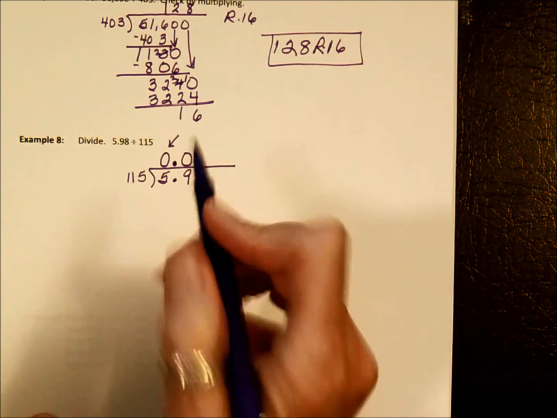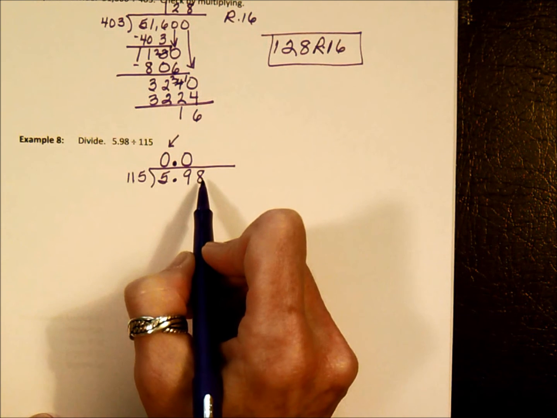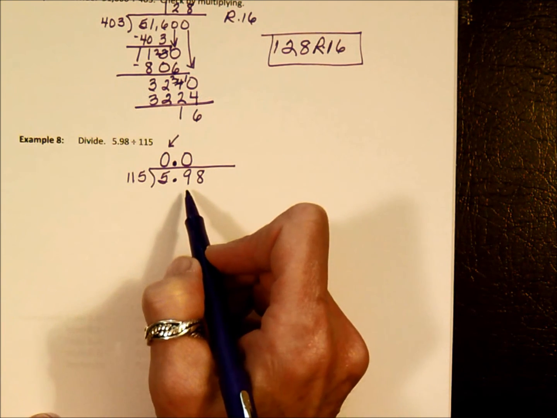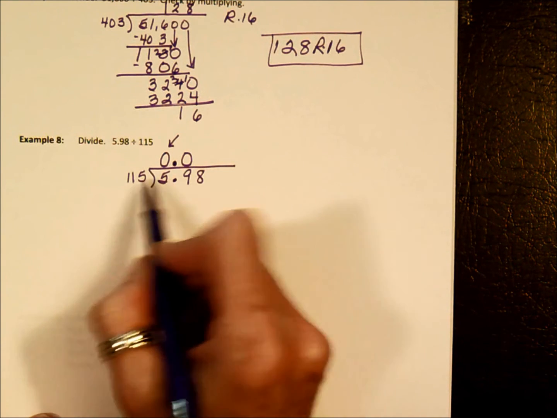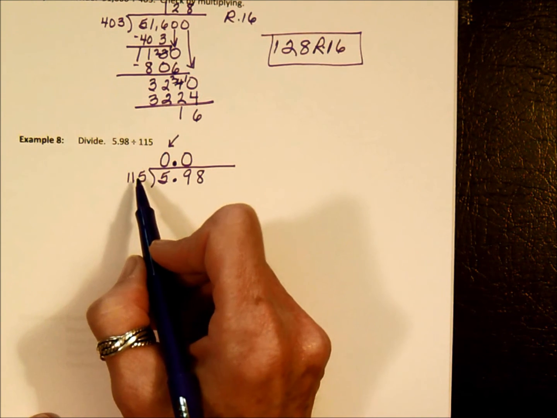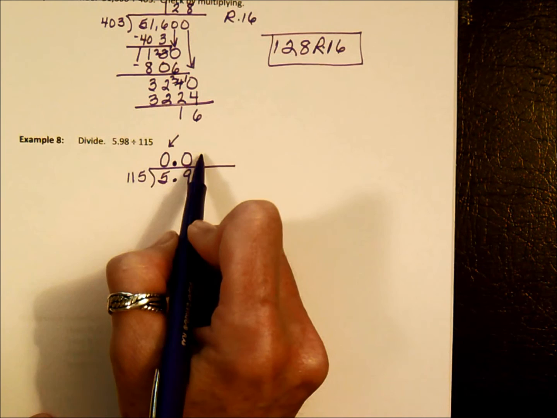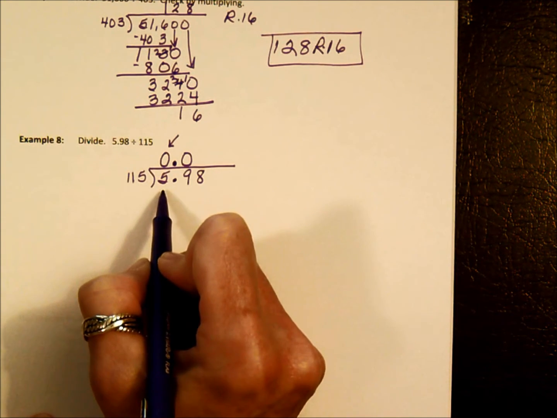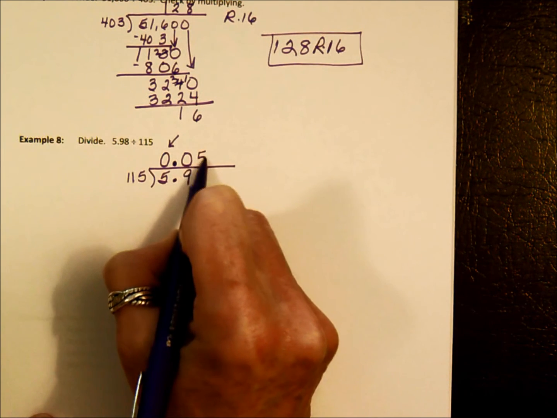How many times will it go into 598? Well, 598 is close to 600. So I'm thinking it might be 6 times, but in my mind, I can see that if I multiply back as 6, this is going to be 6 times 1 is 6. It's going to be too big. So I'm going to try 5.